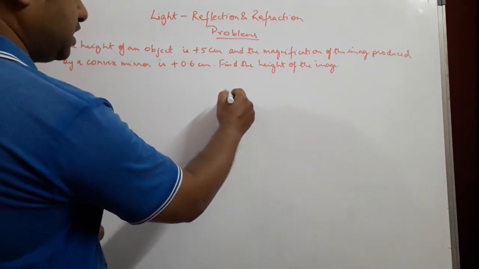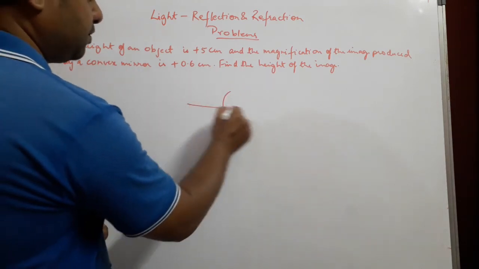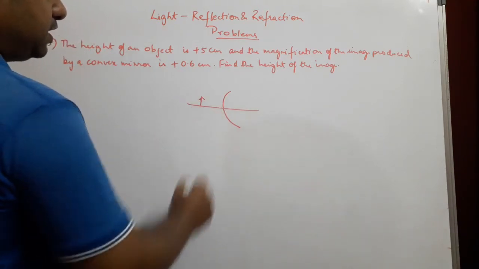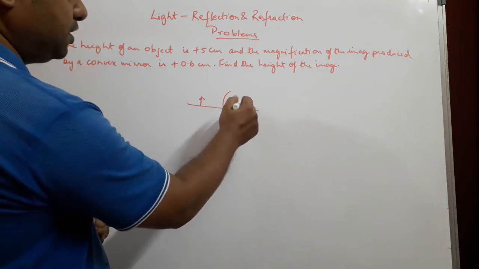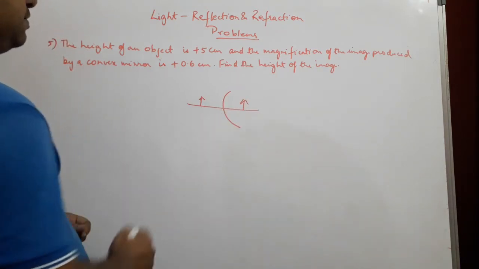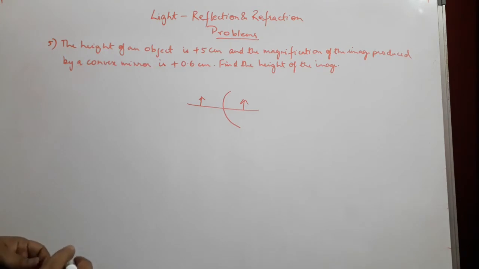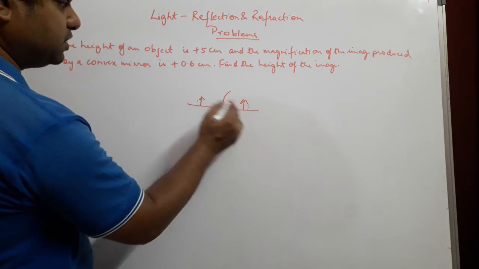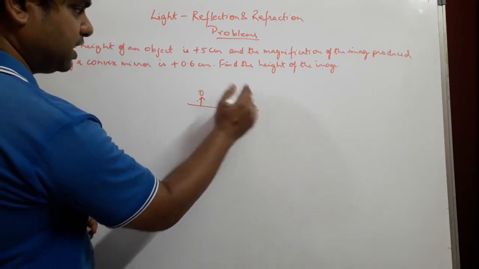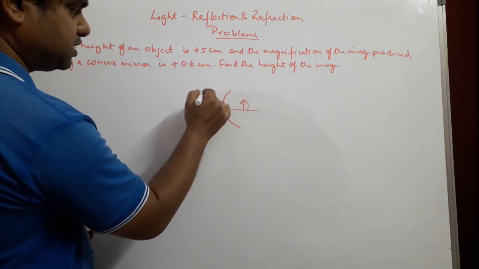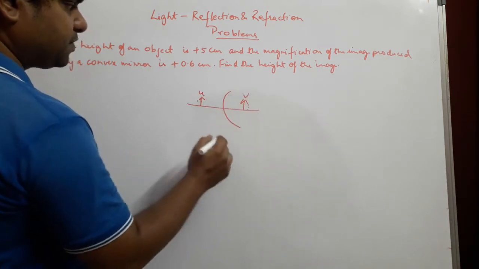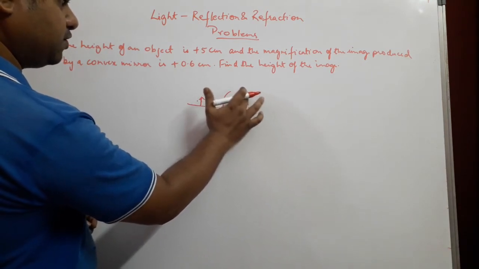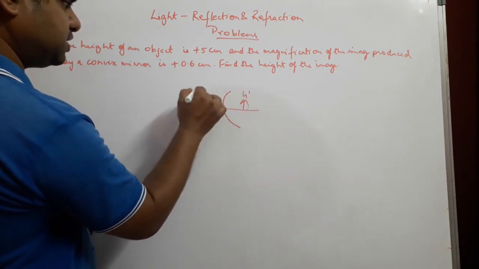So how are convex mirrors? Convex mirrors are this way, with the principal axis here, and the object will always be on this side, but the image will be formed here, and it will always be virtual and erect. So remember, in this case the height of both of them will be positive, the object height and the image height. I'll denote them as h dash and h.